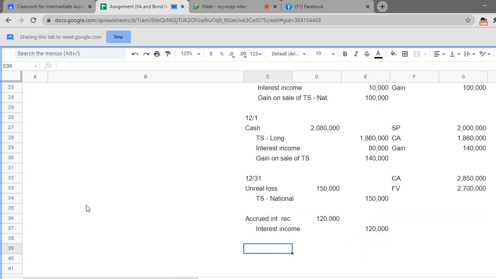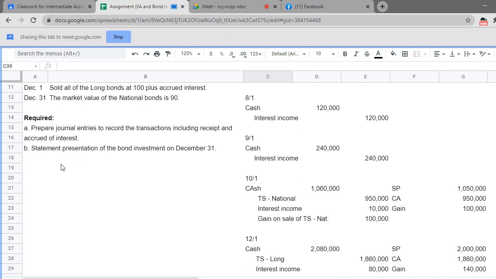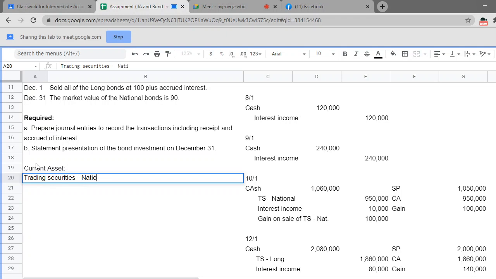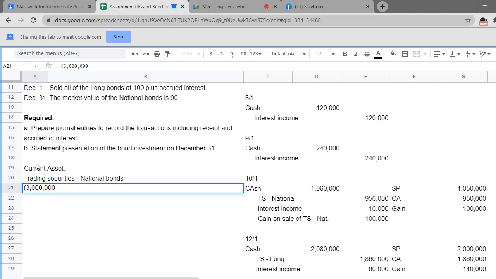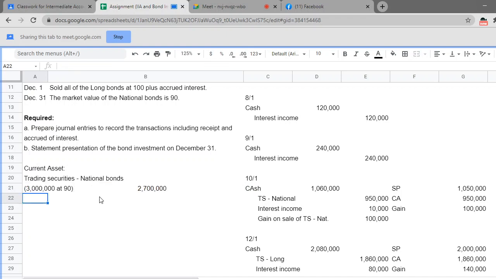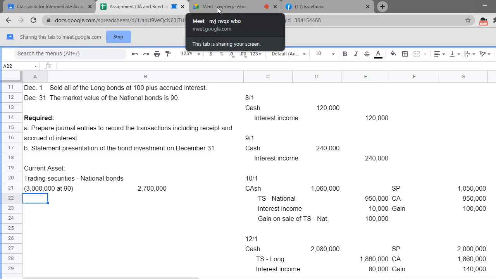Now, for the statement presentation of the bond investment, quickly. We have current assets, since basically this is trading securities, National bonds, that is 3 million times 90, or 90%. At 90. And that would be part of our disclosure. How much is this? This is 2,700,000. So that would be our presentation for the bond investment. We no longer have Long, we sold all of it. Okay? So, that is our problem number 3.